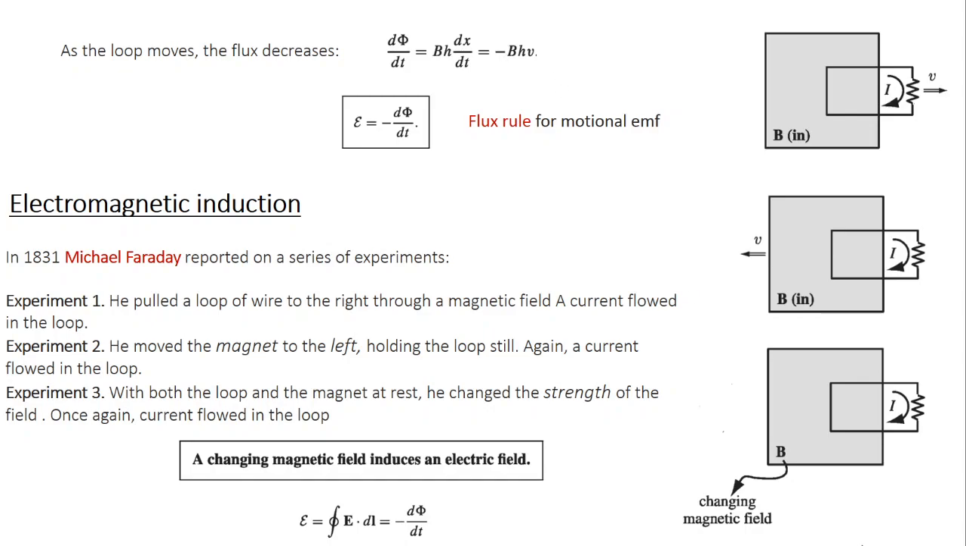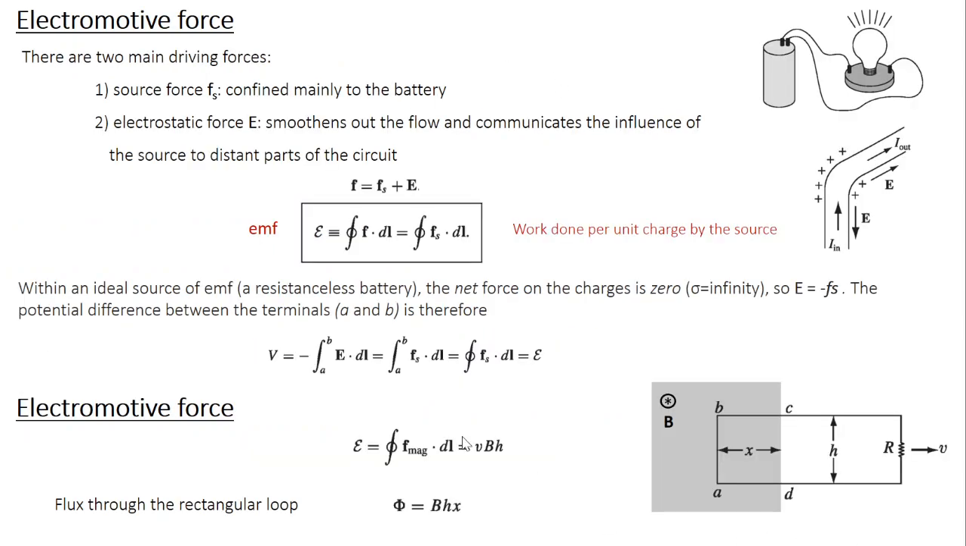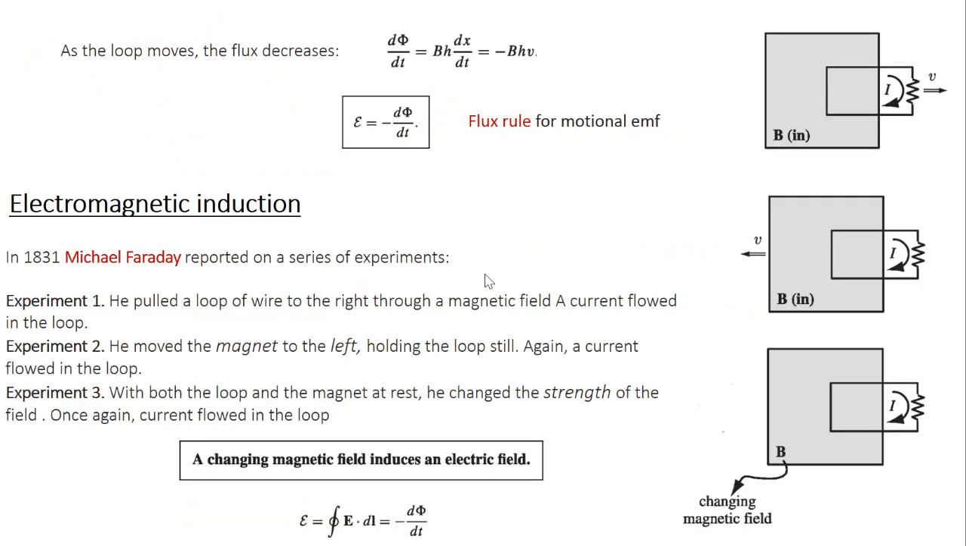But Bhv is nothing but the electromotive force. So you can write the electromotive force E equal to minus dΦ/dt. This is known as the flux rule for motional EMF. Electromotive force is the negative rate of change of magnetic flux.